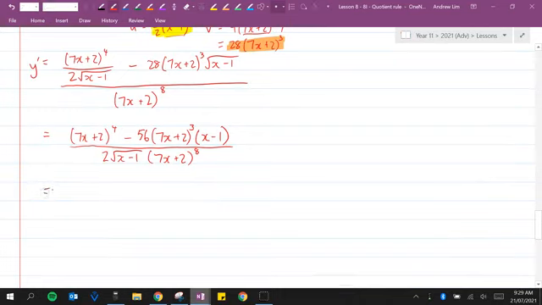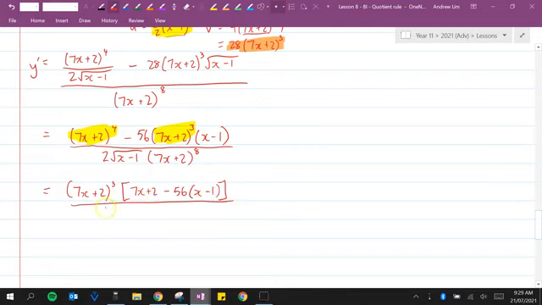Now I will factorize out a common factor. I can see that they both have 7x plus 2 cubed. That's the smallest one. So if I bring that out, I've got 7x plus 2 cubed. What's left over is 7x plus 2 from the first term, minus 56 lots of x minus 1 in the second term, all over 2 root x minus 1, 7x plus 2 to the power of 8.